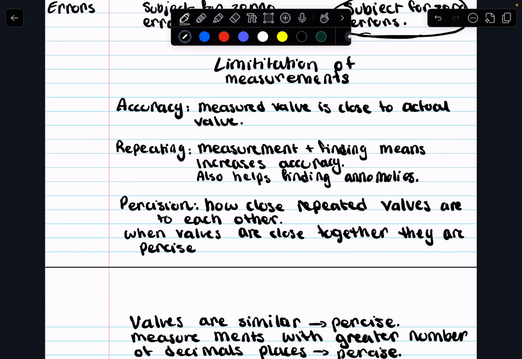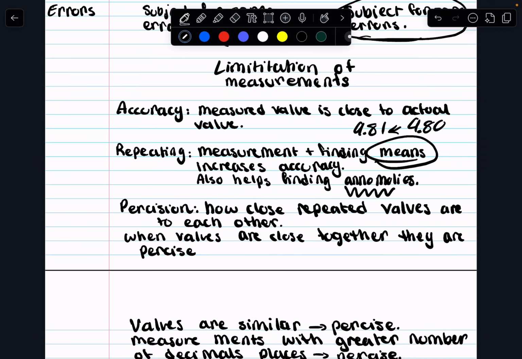So let's first define accuracy. Accuracy is how close the measured value is to the actual value. So if I wanted 9.81 and I get 9.80, then my value is pretty accurate because it's really close. And then repeating means that you find different measurements and then find the mean. This also helps in finding anomalies.